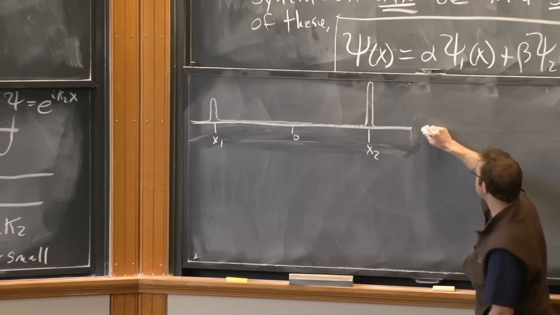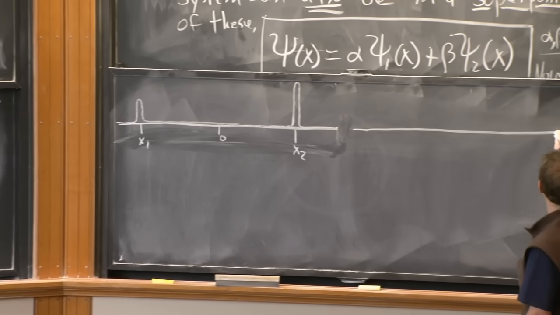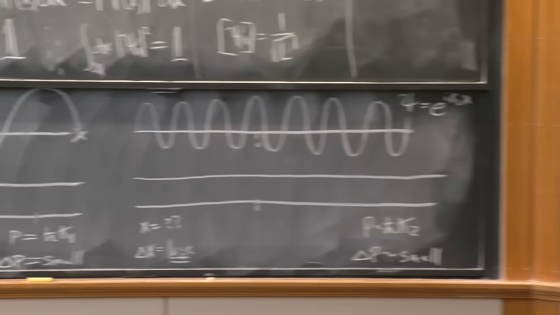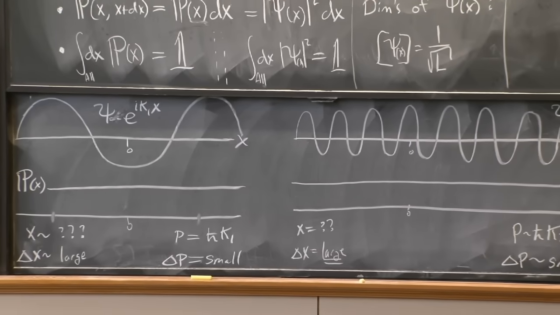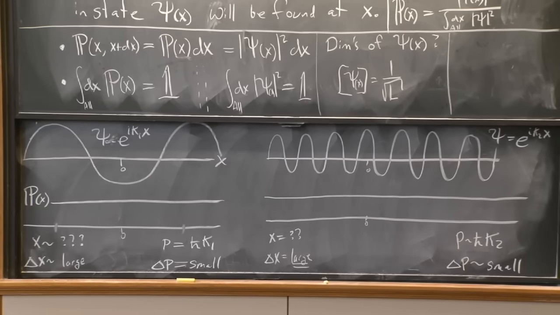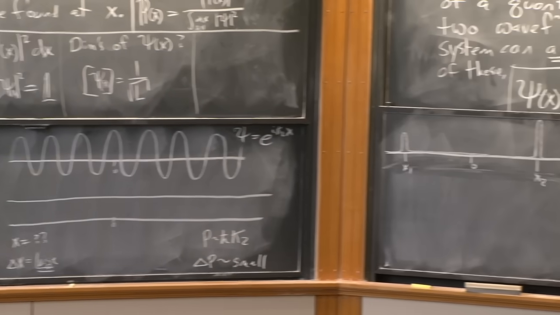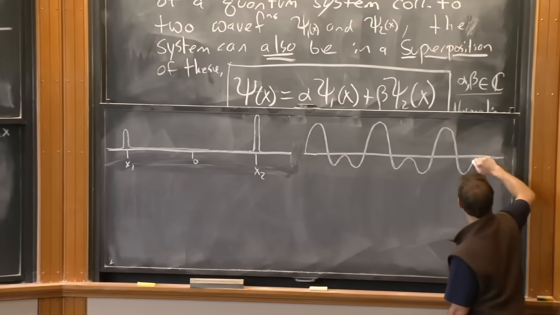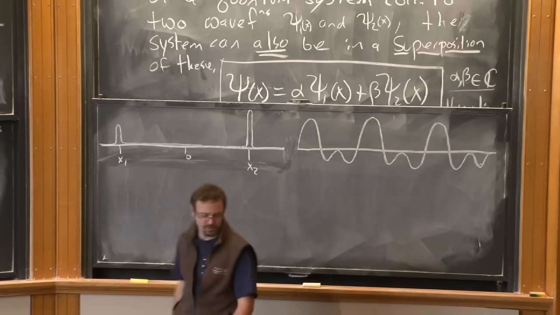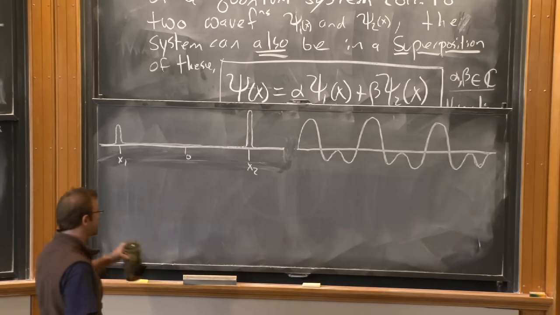Similarly, I could have taken a superposition of the two functions on the second chalkboard. And again, I'm taking a superposition of the complex e to the ik1x and e to the ik2x, and then taking the real part. So that's a particular superposition, particular linear combination.